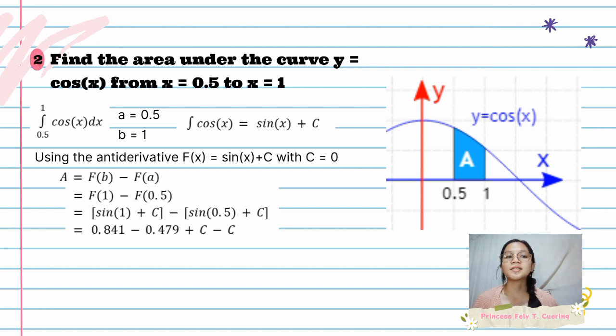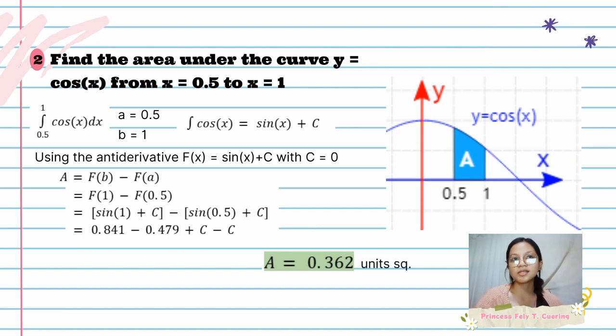0.841 minus 0.479 plus c minus c. Combining like terms, it'll give us the answer of area under the curve equals 0.362 squared units, or unit squared.